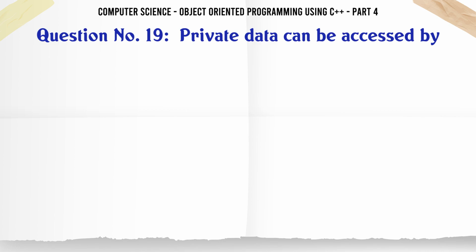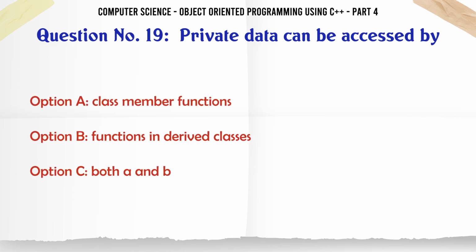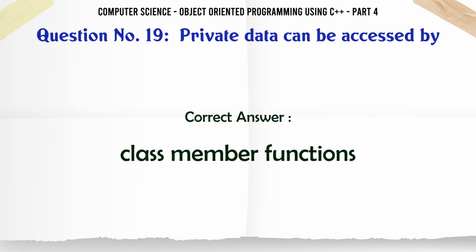Private data can be accessed by: A. Class member functions. B. Functions in derived classes. C. Both A and B. D. Neither A nor B. The correct answer is class member functions.